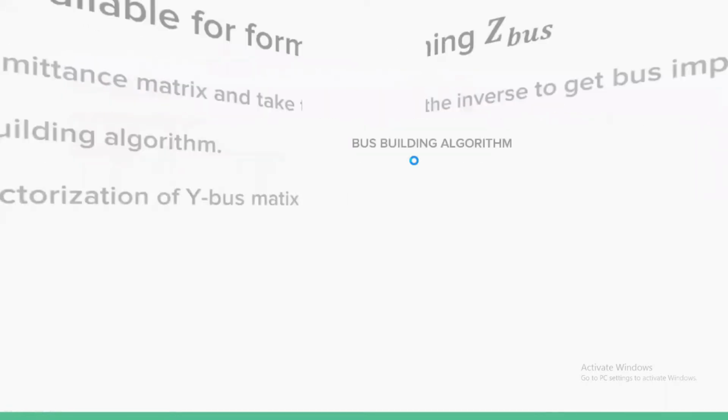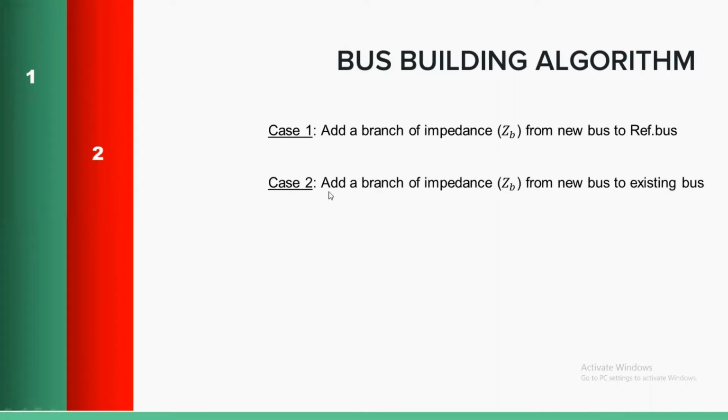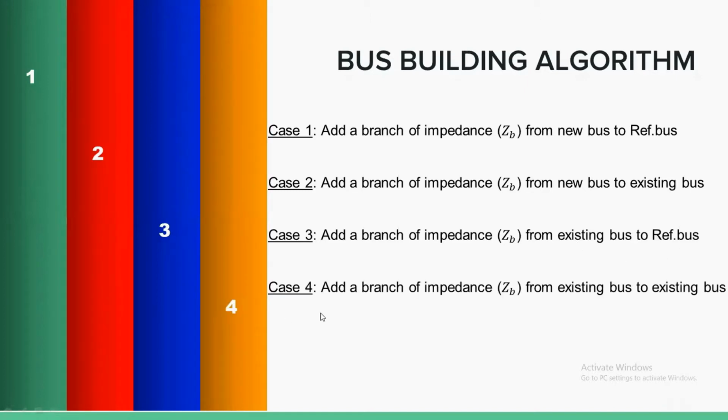Let's see the bus building algorithm. The bus building algorithm consists of four cases. First case, add a branch of impedance ZB from a new bus to the reference bus. Case number 2, add a branch of impedance ZB from a new bus to an existing bus. Case number 3, add a branch of impedance ZB from an existing bus to the reference bus. Case number 4, add a branch of impedance ZB from an existing bus to an existing bus.